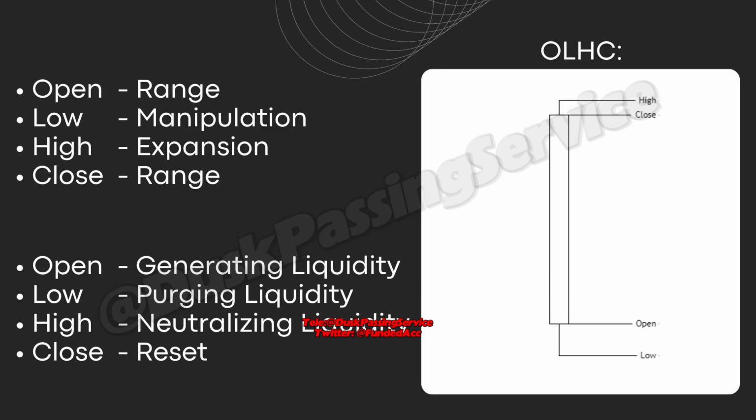Now let's repeat it once again. Opening time acts as a generation of liquidity, or forming a range. The low is formed after the manipulation into the key level, and that is done to purge the liquidity which was generated earlier. After that liquidity is purged, we neutralize the liquidity by expanding above in the direction of the higher time frame drawn liquidity, and then price retraces close to the closing time, and the closing time acts as a reset for the whole cycle to repeat itself, right? The closing time closes the candle and resets the whole cycle, or the whole sequence.